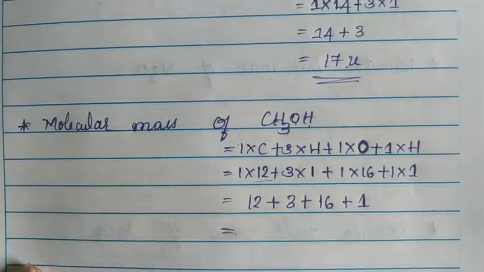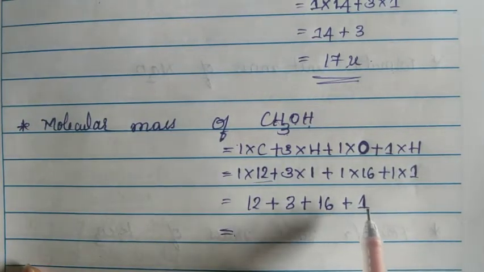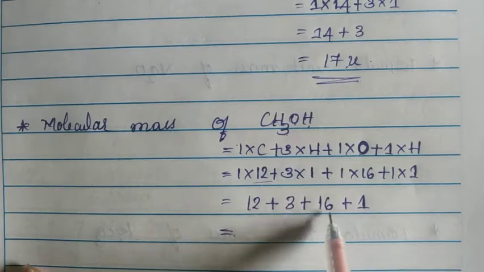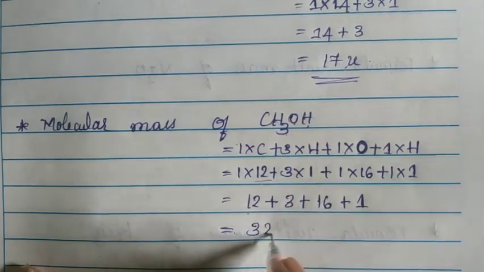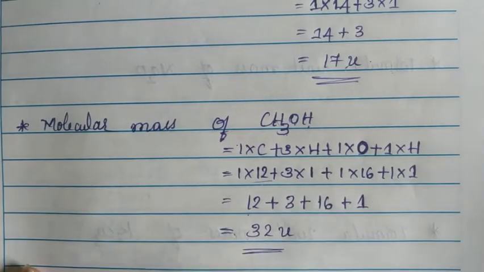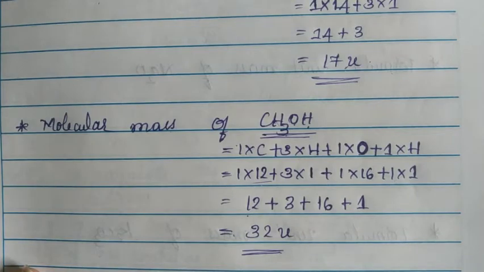Add all these. Yes, it becomes how much? 3 plus 1, 4. 4 plus 16, 20. 20 plus 12 becomes 32 U. This is the molecular mass of CH3OH.